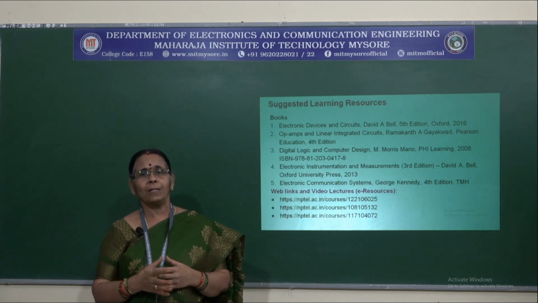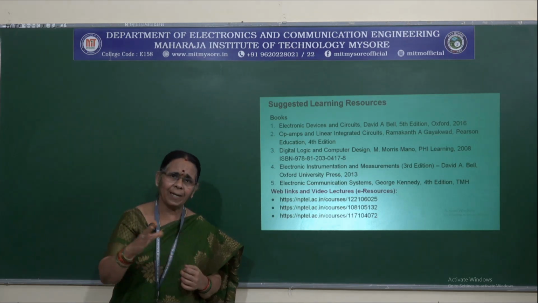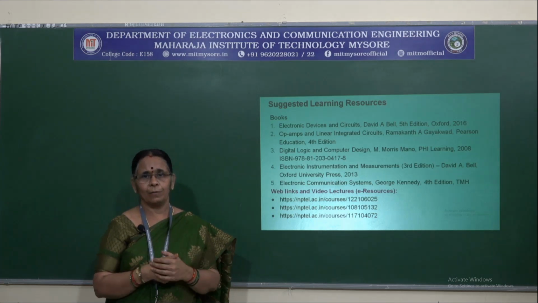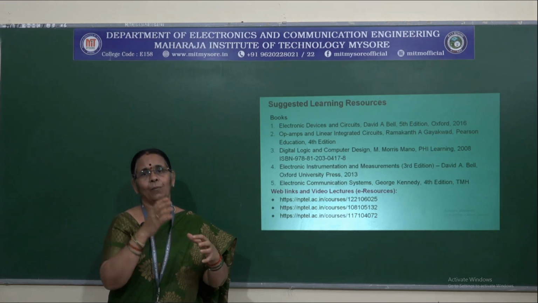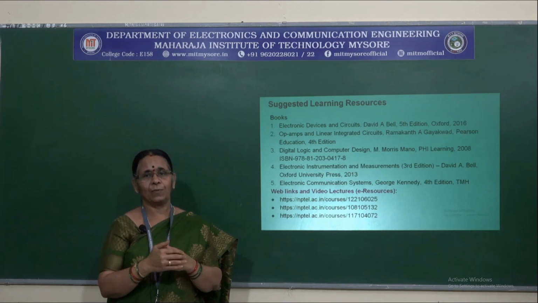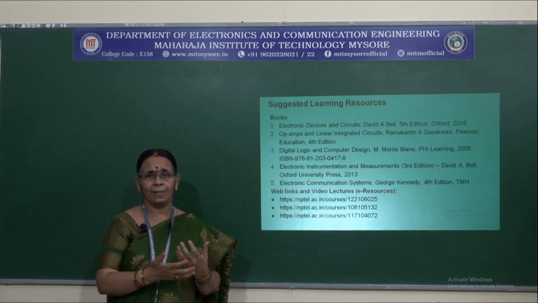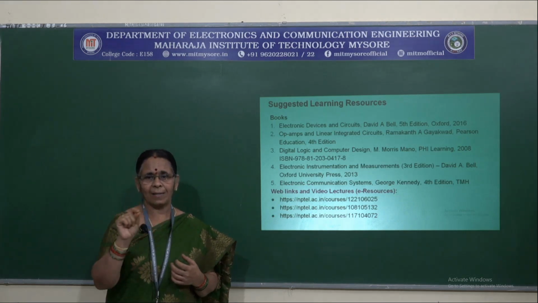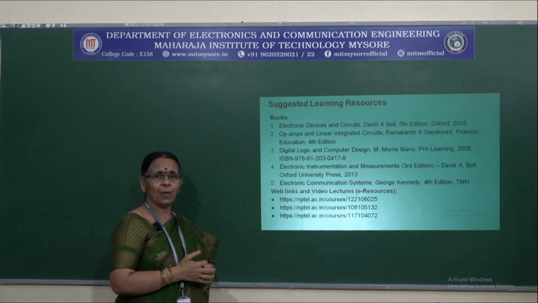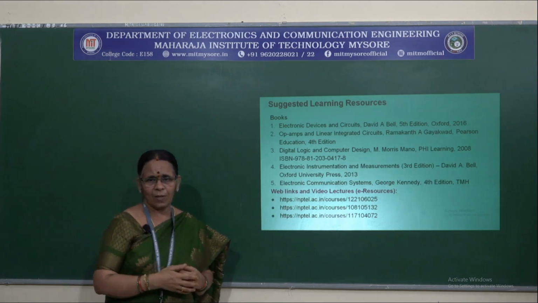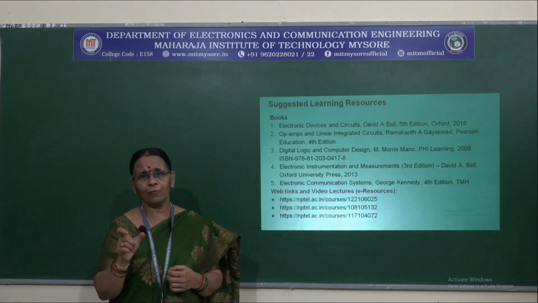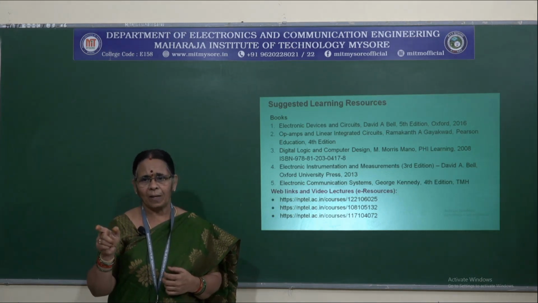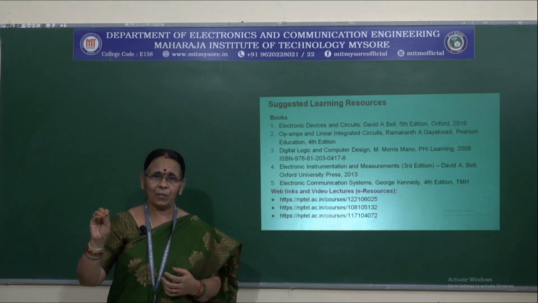Then once we expose you to the detailed syllabus of basic electronics, you should also be told what books or websites you have to refer to get the information. That is why we call it suggested learning resources. Under this you have the books. Electronic Devices and Circuits is the title of the book, David Abel is the author, 5th edition, Oxford publishers.